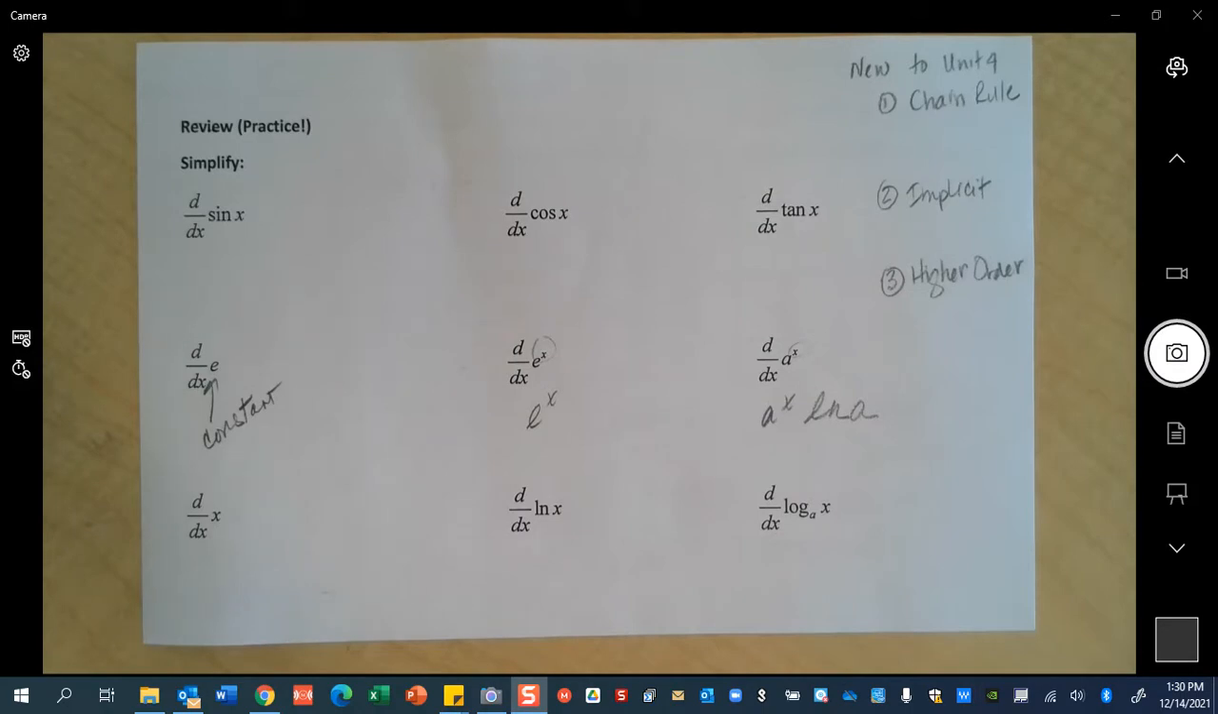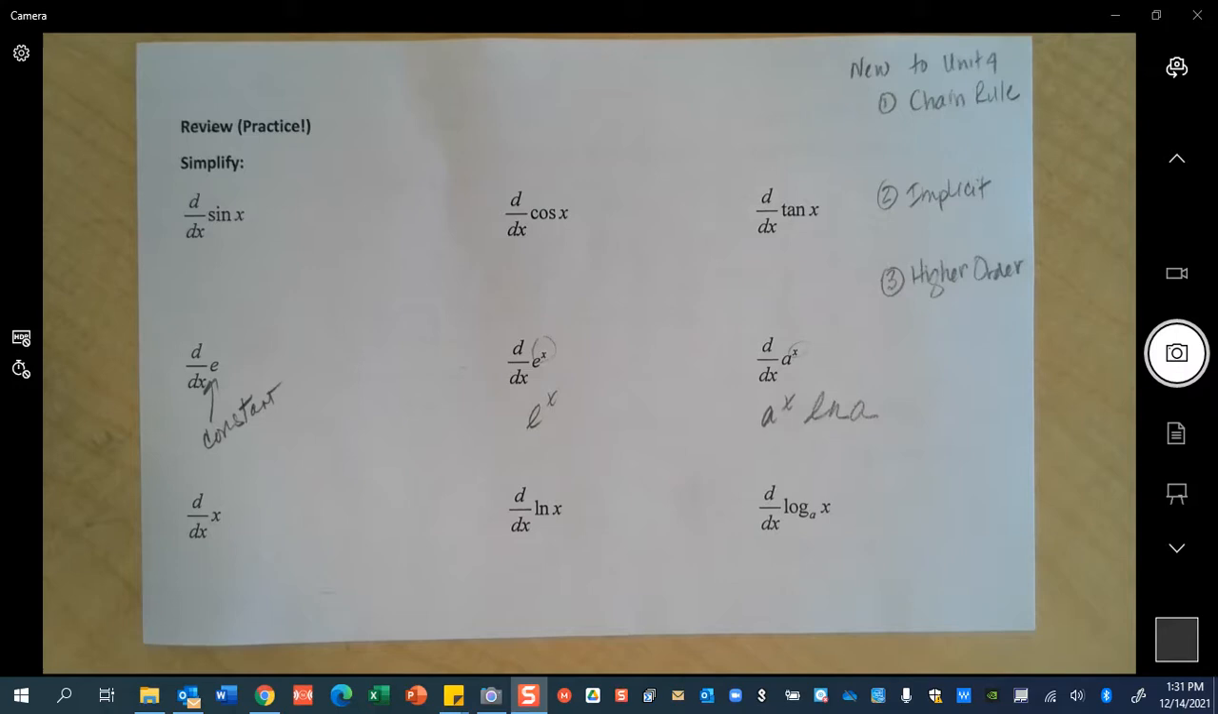So these two are the same thing. If you have your choice of which one to memorize, do this one. Because if you write e to the x times natural log of e, the exponent on e that gives you e is 1, that's why that goes away here.